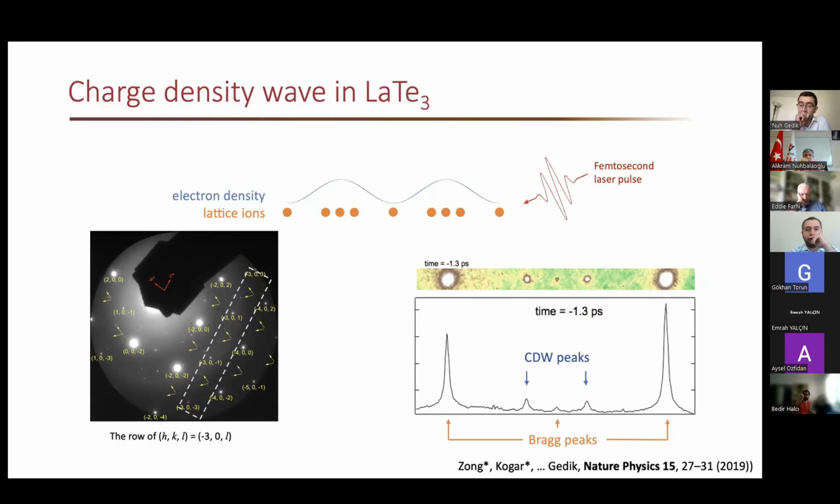So this pattern that I'm showing is 1.3 picoseconds before the light pulse kicks the sample. So let's see what happens. You can see that the peaks are going away, right?